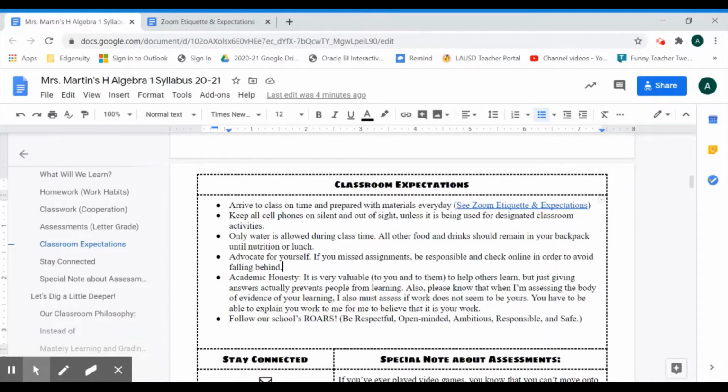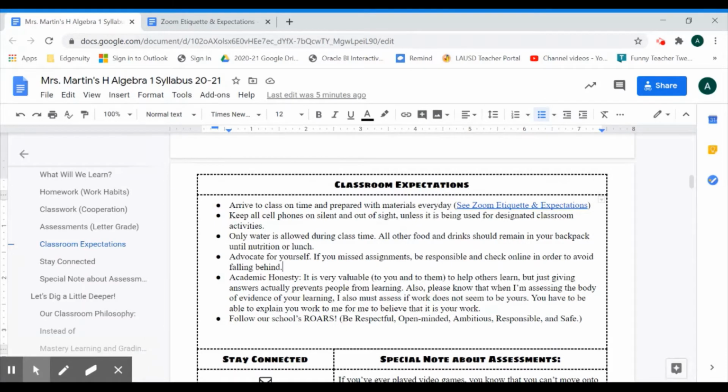Advocate for yourself. If you missed assignments, be responsible and check online in order to avoid falling behind. As you may have started to notice, I try to keep my Schoology page very organized. So if you're absent, you can just go back into the folders, find the folder with the date of your absence, and complete those assignments in there to get credit.